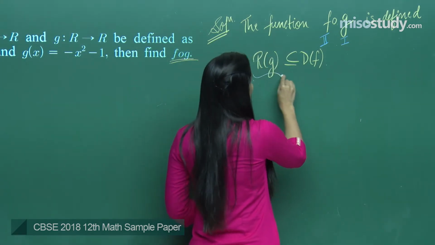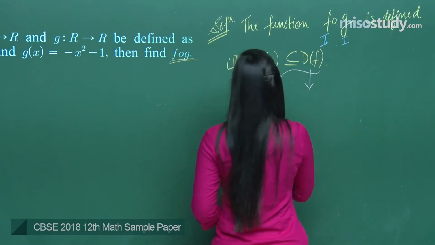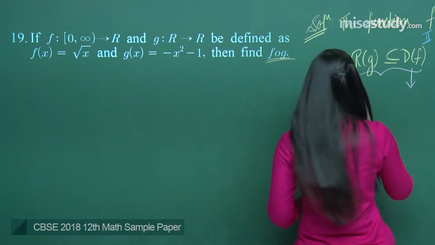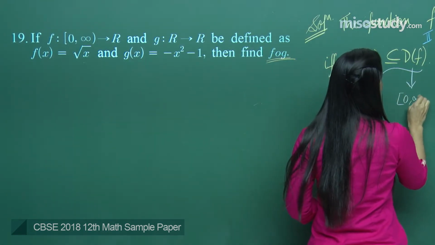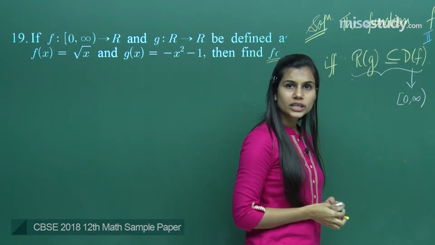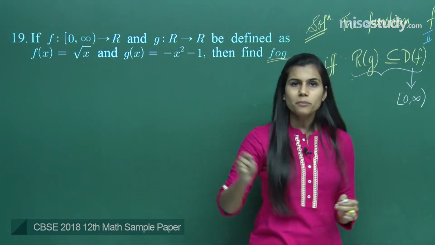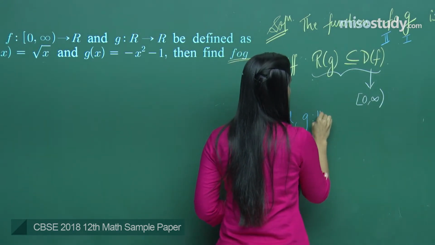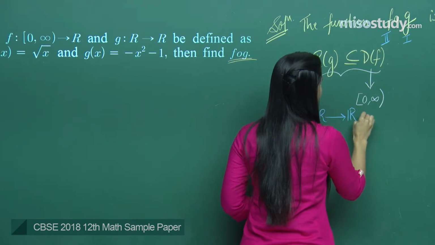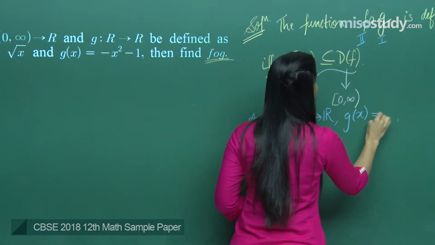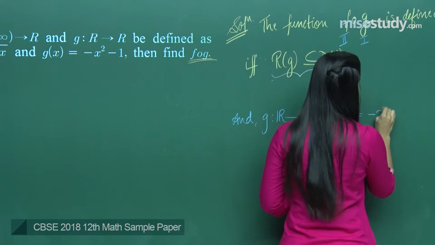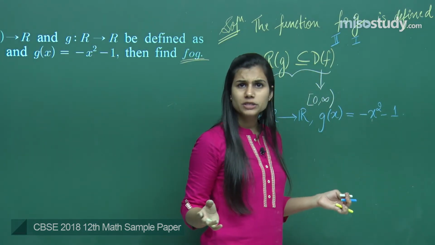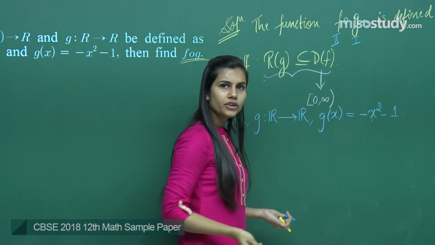So we need to verify this condition. Now the domain of f is given to me, it is [0, infinity), closed at 0 and open at infinity. I don't know what my range of g is. What is my range of g? So g is from R to R, such that g of x is equal to minus x square minus 1, a polynomial continuous function over the collection of all reals.